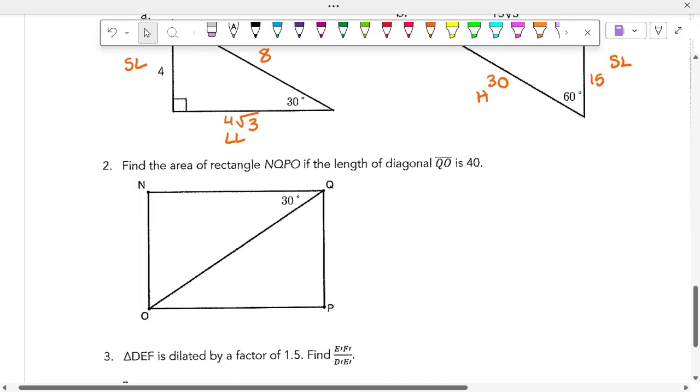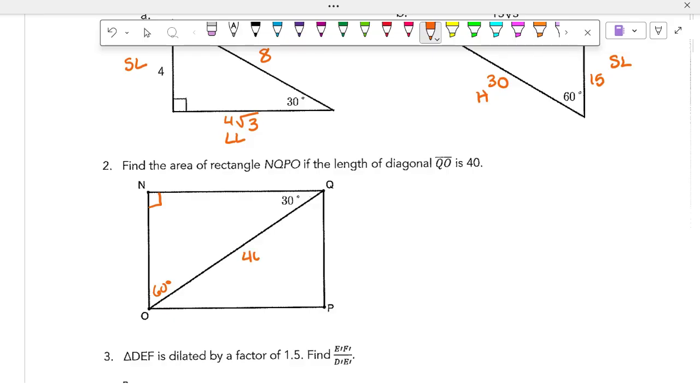All right. Now it says find the area of the rectangle given NQPO. So if this is 30 degrees, this has to be 60 degrees. So this is 90 degrees because it's a rectangle. Diagonal is 40. So this diagonal line right here is 40. So what did they end up giving me? They gave you the hypotenuse. So how do I get the short leg? Divide by 2. So 40 divided by 2 is 20. Where would I put it? NO or NQ? It's NO. So this would be 20 because that's my short leg.